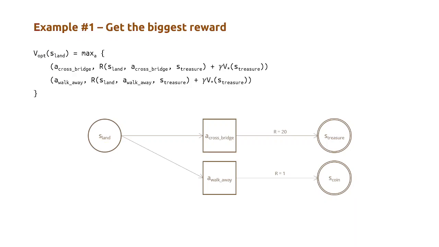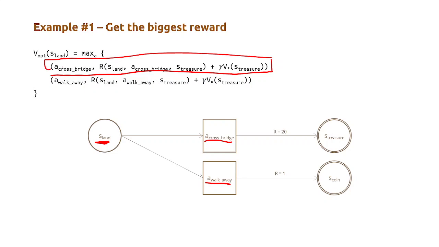Okay, next slide. Now we calculate the values of each action of the state. We calculate the value of the state S land given each action, cross bridge or walk away. These are separate equations. This one and this one, these are separate equations. Okay, so I want you to focus on this first equation.